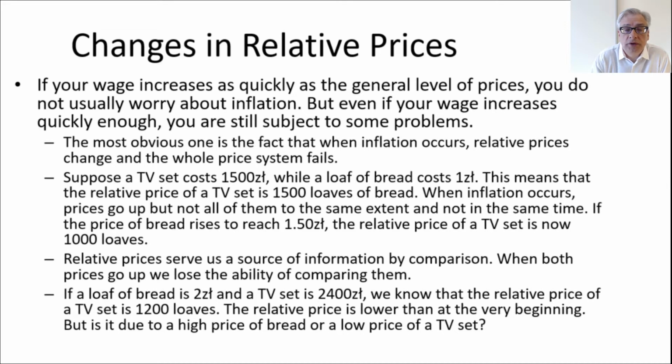So if the price of TV goes up, then you say, well, the value of TV is more than 1500 loaves of bread. However, if prices grow generally, then it may happen that, like in my example here, a loaf of bread would be 2000 and a TV set would be 2400, and the question is, all right, so if the relative price of a TV is now 1200 loaves of bread, that would mean that TV is relatively cheaper than previously. But is it really a cheaper TV, or is it more expensive bread?